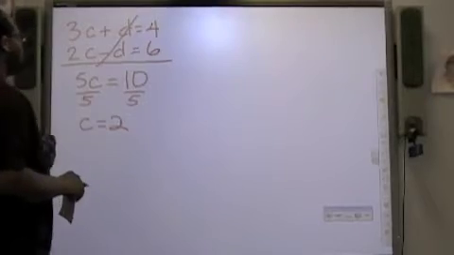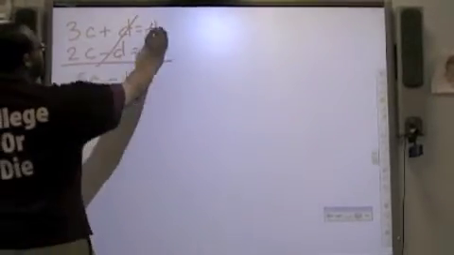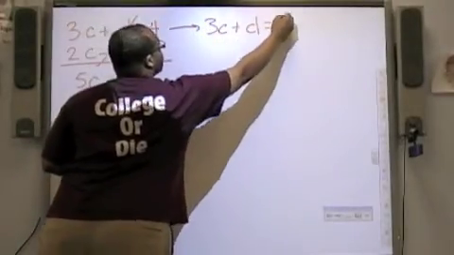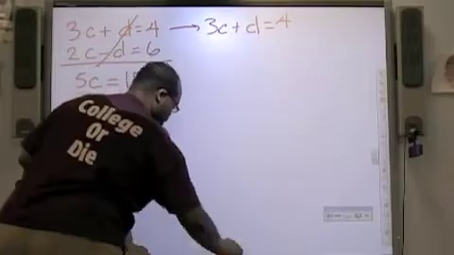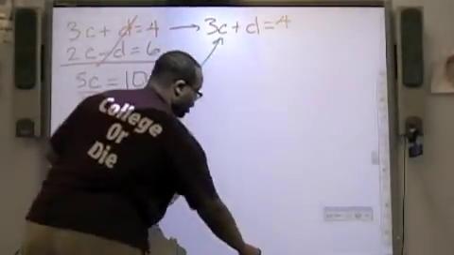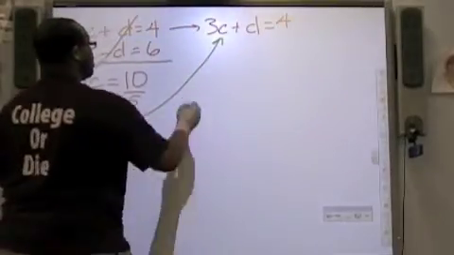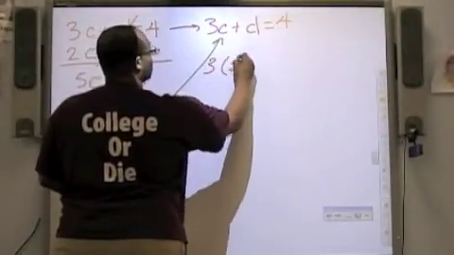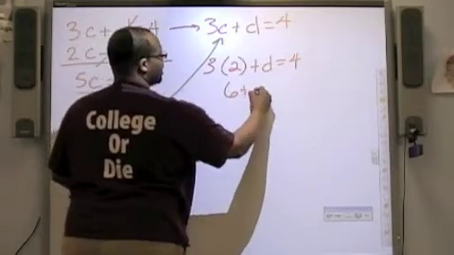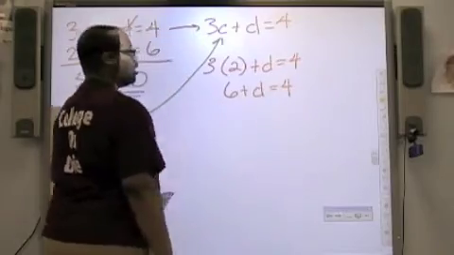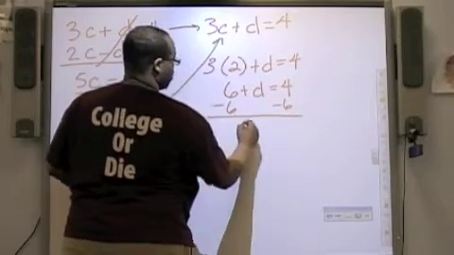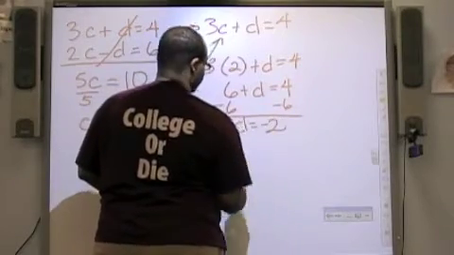Now that I have c, I can choose one of these equations. Let's say 3c plus d equals 4. And I can take my c equals 2 here and substitute that in. Unfortunately, there's still a little bit of substitution involved. And so I'm going to have 3 times 2 plus d equals 4. That gives me 6 plus d equals 4. Now all I have to do to solve for d is subtract 6 from both sides. D equals negative 2.